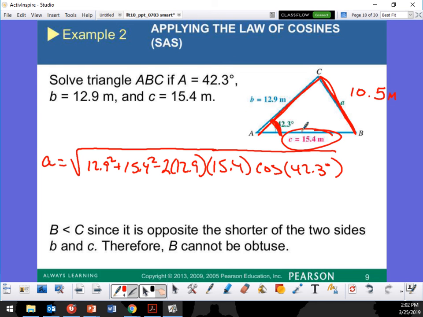So we said this one's 55.8. Now, can you tell me what my last angle is going to be? All three have to add up to 180, so it's 81.9. There it is. We just solved the triangle.